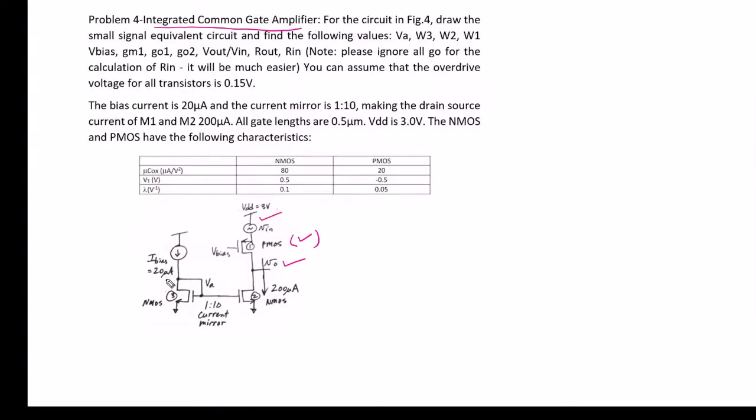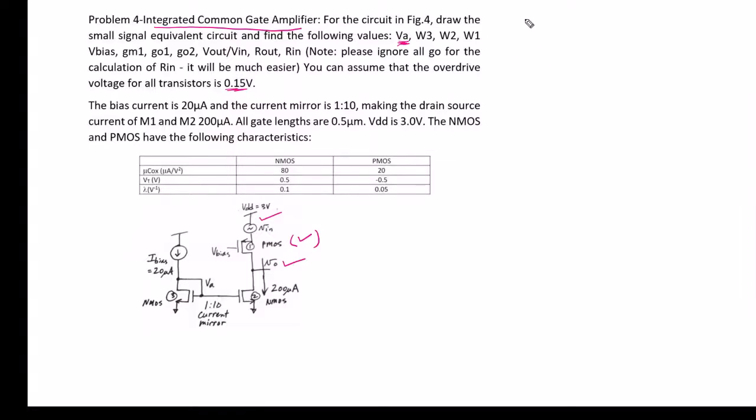In the first part of the question, we need to find the following parameters: VA, width of all transistors, biasing voltage, transconductance, output resistance, gain, and input and output resistance of the amplifier. So we will start with this VA voltage. As you can see in the question, the overdrive voltage is given as 0.15 volt for all transistors. So we can find VA and Vbias by using this overdrive voltage.